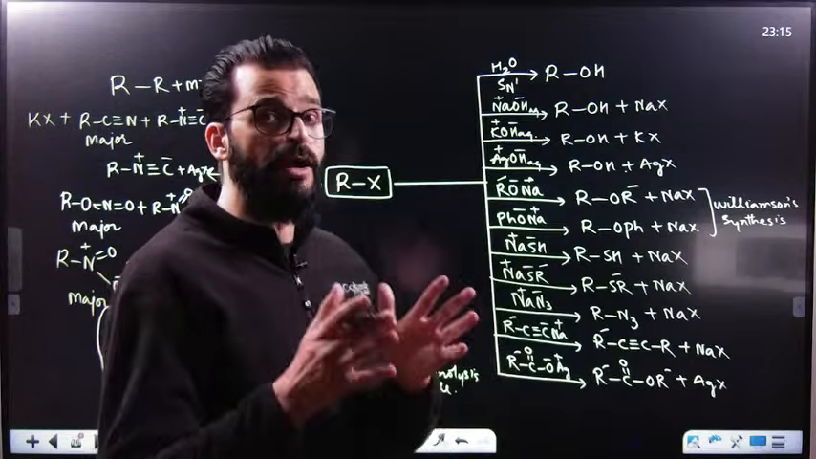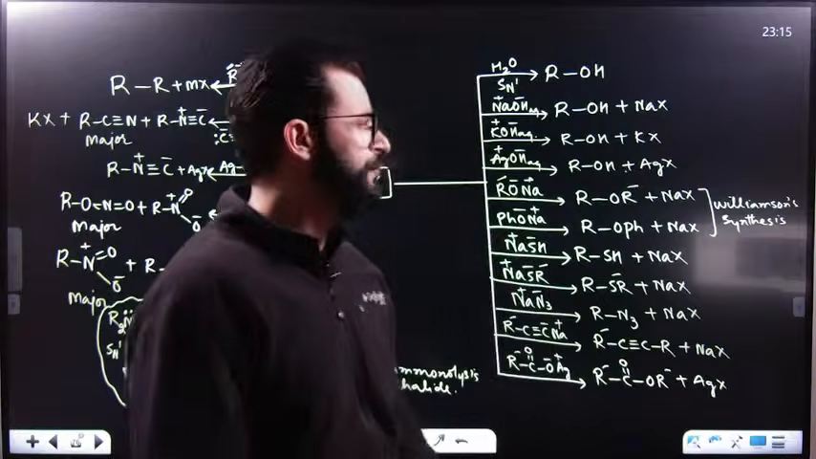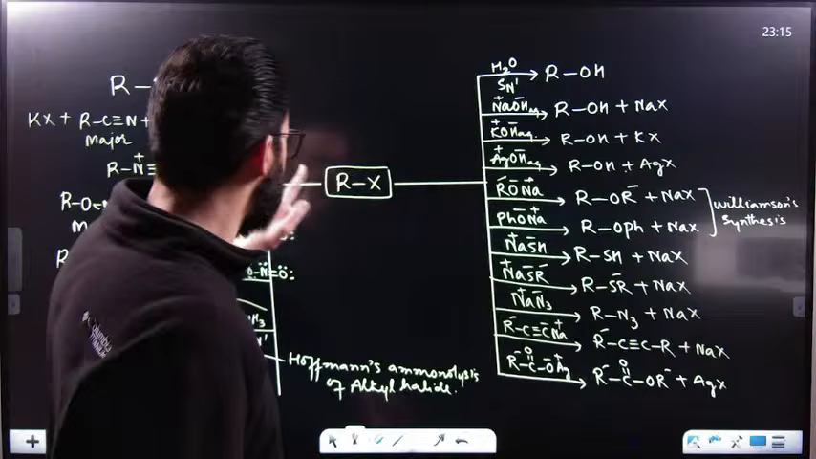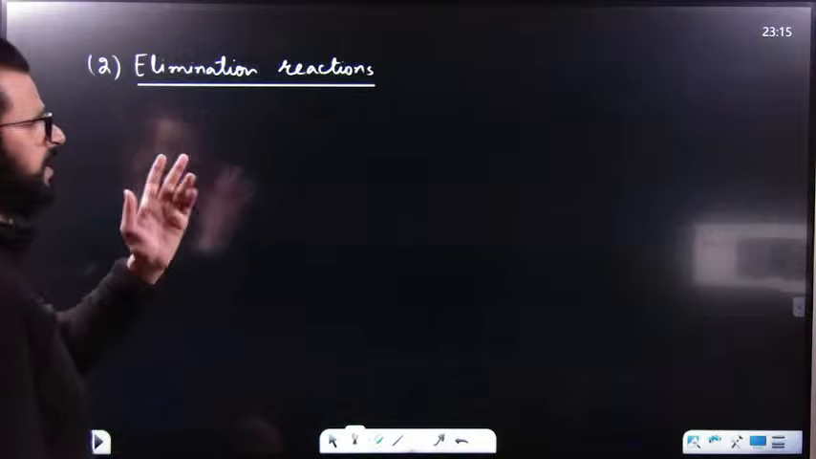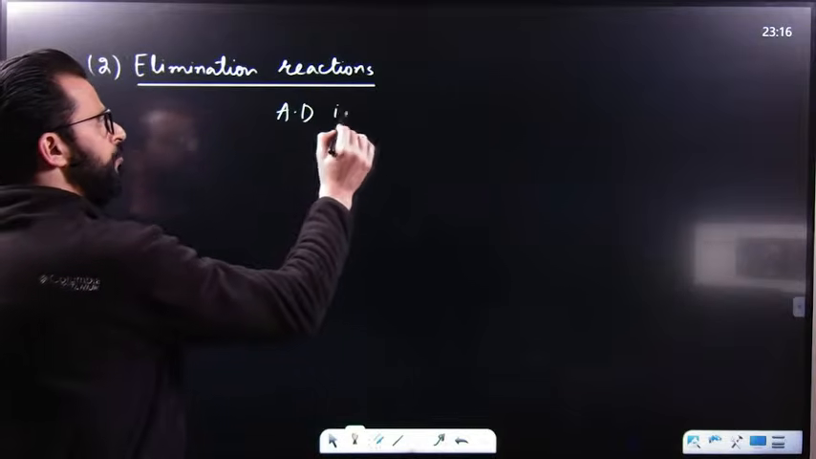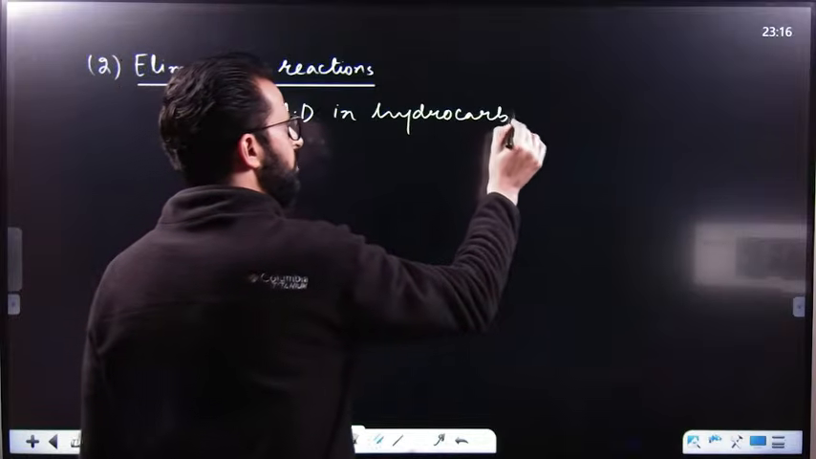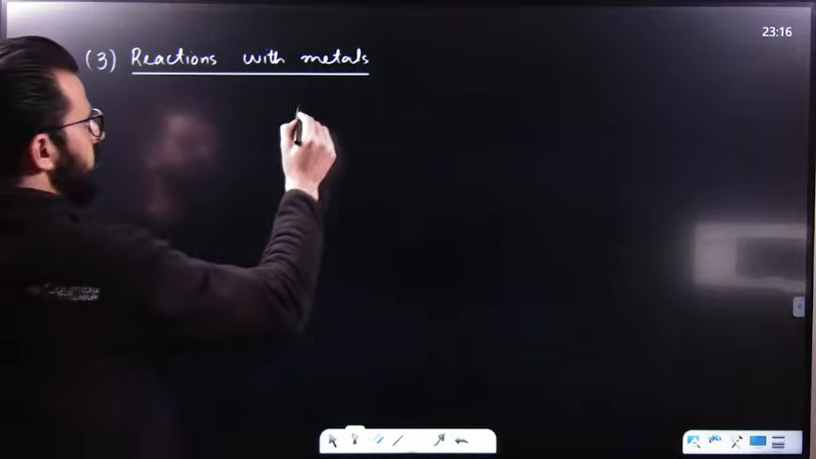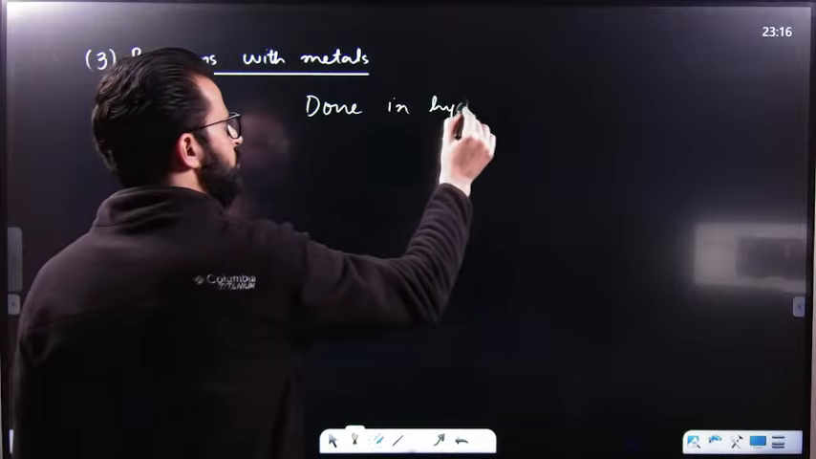So you have to look towards your reagent and choose the nucleophile. If the nucleophile is weaker, an SN1 reaction takes place. If the nucleophile is negatively charged, that means stronger, then an SN2 reaction will take place. After that, elimination reactions we have already studied in hydrocarbons. After that, reaction with metal is already done once again in hydrocarbons.